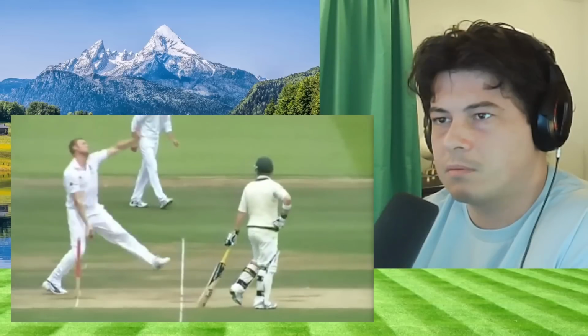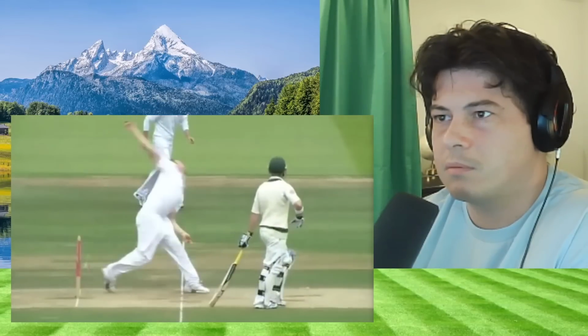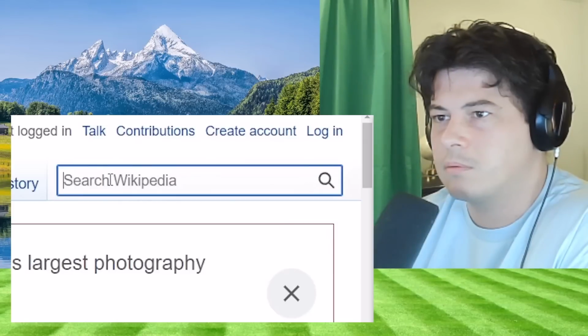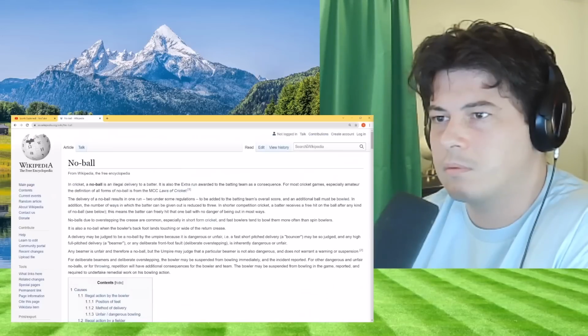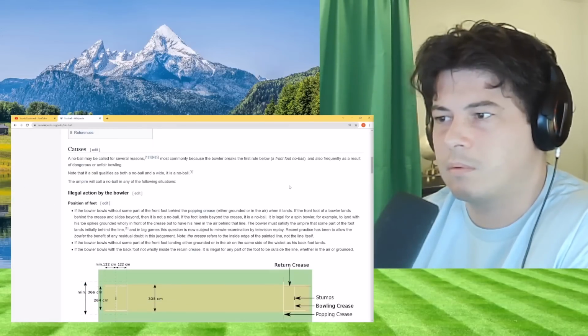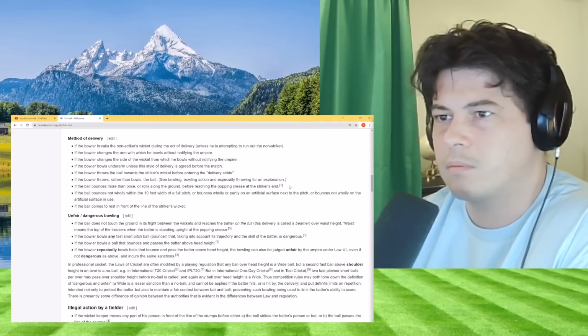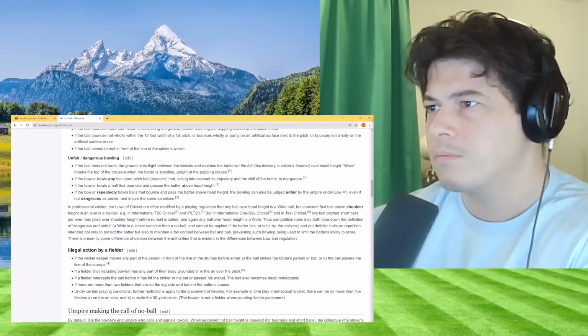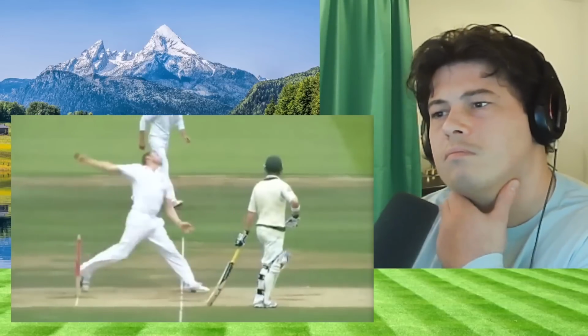There's also something in cricket called a no ball, which is when the umpire has determined that the ball has been delivered illegally. And there's a couple dozen different reasons why an umpire might call a no ball. If the umpire calls a no ball, just like a wide, 1 run is awarded to the batting team.